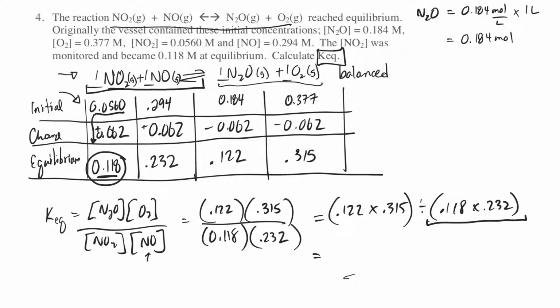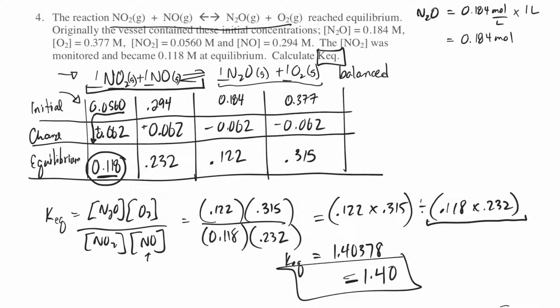So the constant of equilibrium will be 1.40378, etc. Looks like 3 sig figs everywhere, so I'd probably write it as 1.40. So that'll be my equilibrium constant. Okay, hopefully that helps you.